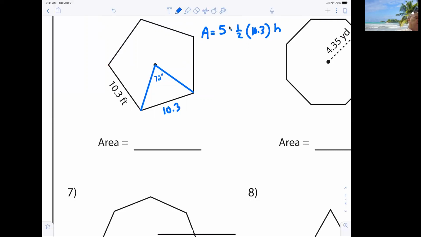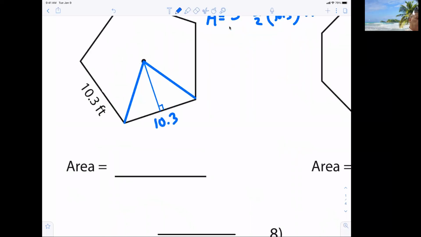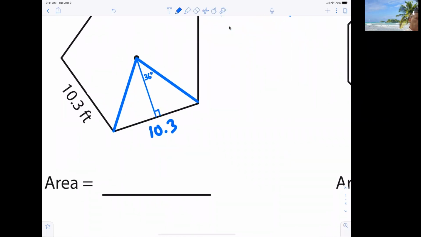Now, what I'm missing is the height. So now I'm going to draw this perpendicular down here. And when I draw that perpendicular, what does it do to that 72 degrees? Cuts it in half. So now I'm going to put 36 degrees in there. And now because that's 36 degrees, the 10.3 is also what? 5.15. Now I can find the height.